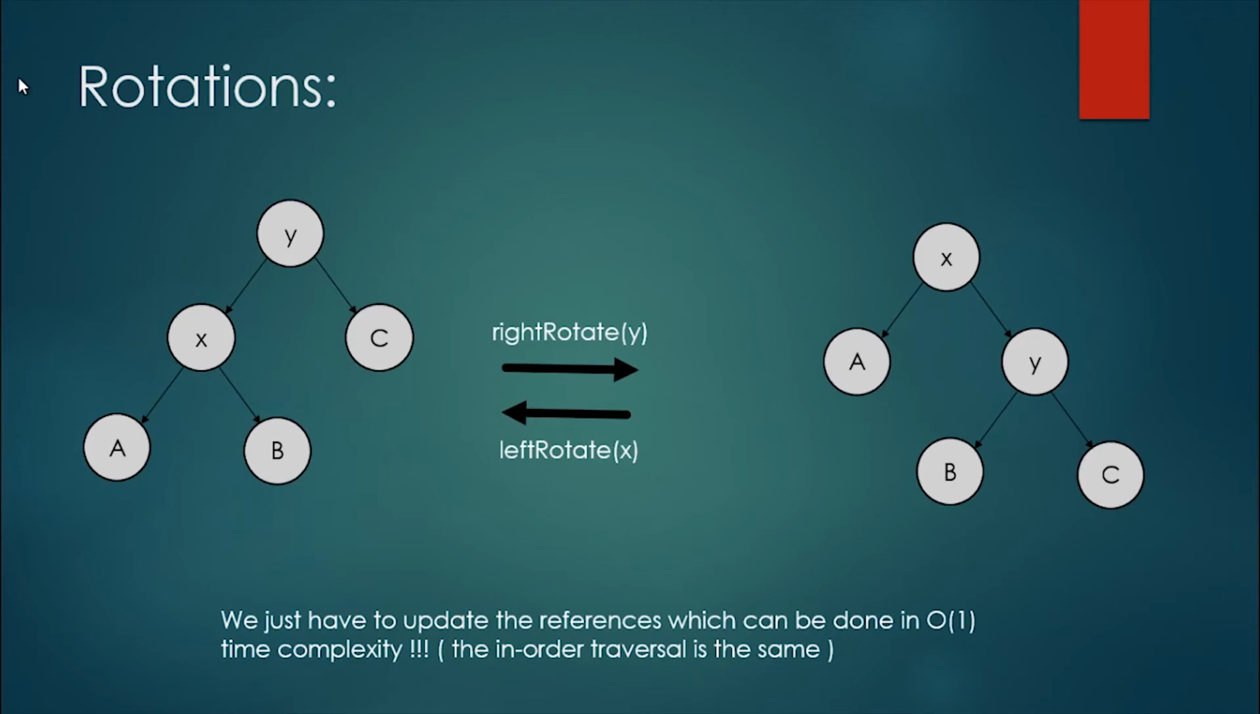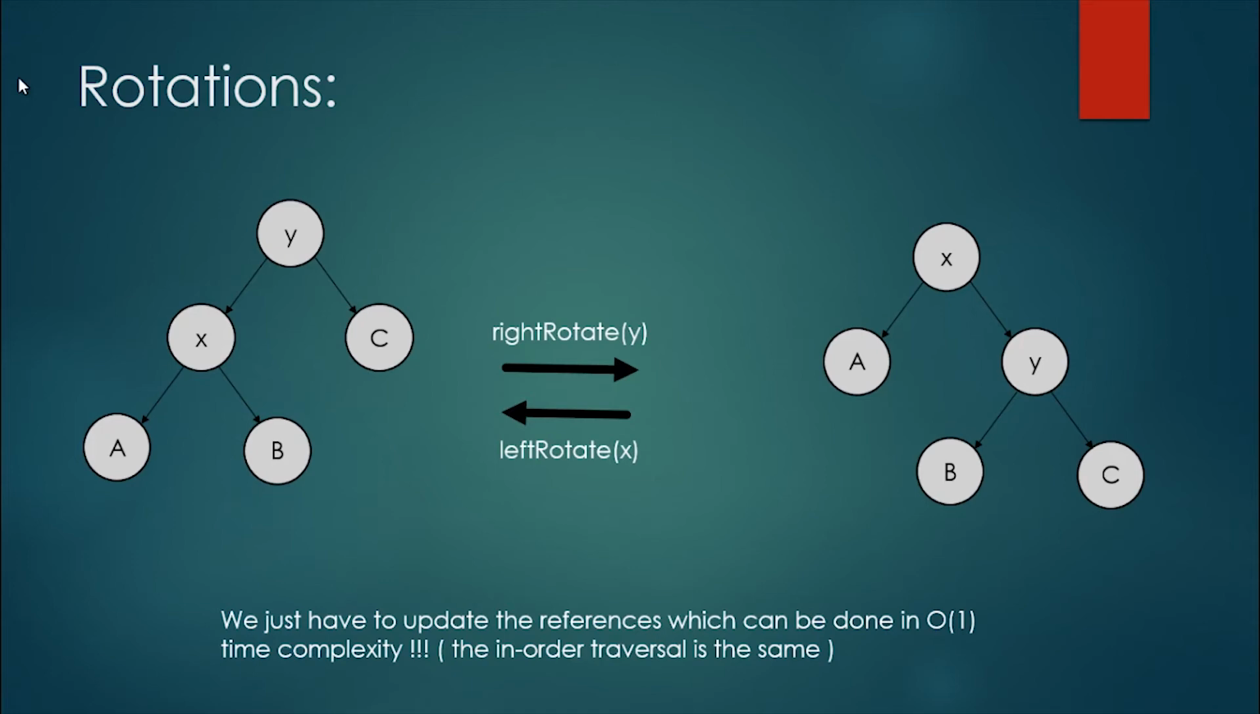Another important fact is that the in-order traversal remains the same, which means that on the left tree the in-order traversal is A, X, B, Y, C. The in-order traversal on the right tree is A, X, B, Y, C. So it doesn't change. It's very important that these rotations are not going to change any property of the tree, such as the maximum item, the minimum item, or the in-order traversal.